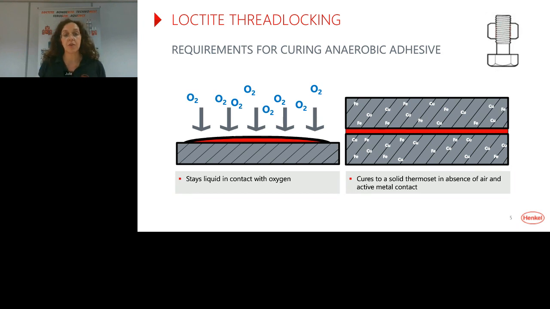So when we talk about thread lockers, we talk about them being one component adhesives, but actually there's a second component to the system, and that's your substrates. If you apply some Threadlocker adhesive onto a surface, it'll just stay a liquid, because it's still in contact with the air and oxygen. It's only when you close that bond and you get rid of the presence of oxygen in that bond that you'll cure the adhesive. And that's what you do when you do up a nut and a bolt.